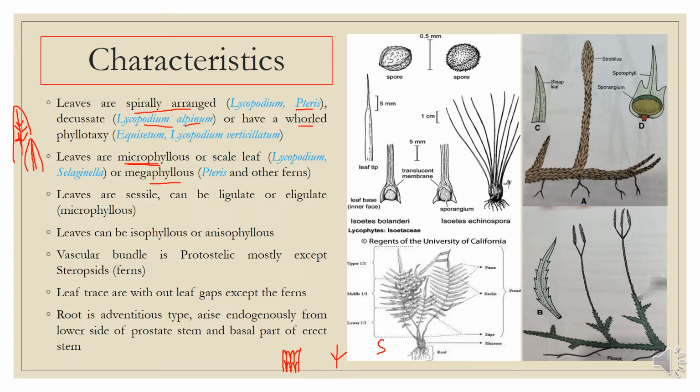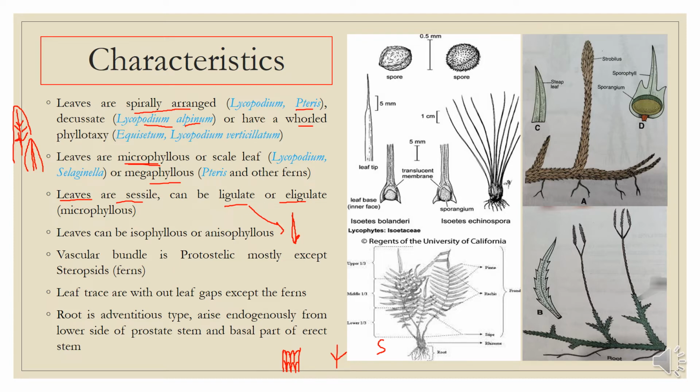So these are the two points by which the microphyllous leaves differ from the megaphyllous leaves: size and vasculature. The leaves are usually sessile, that is they do not have any petiole, and they can be ligulate or eligulate. If this is the leaf, there is a tongue-like structure that is called the ligule, and if that is absent, it is called eligulate.